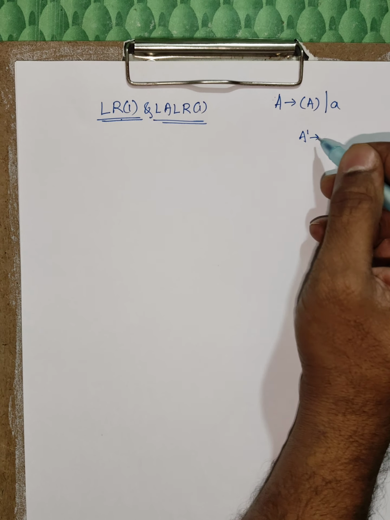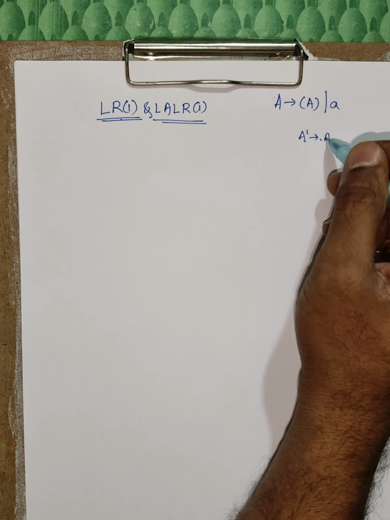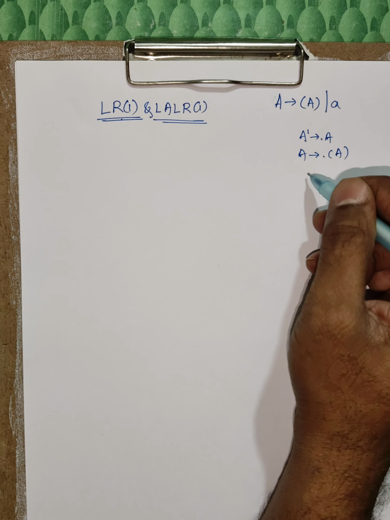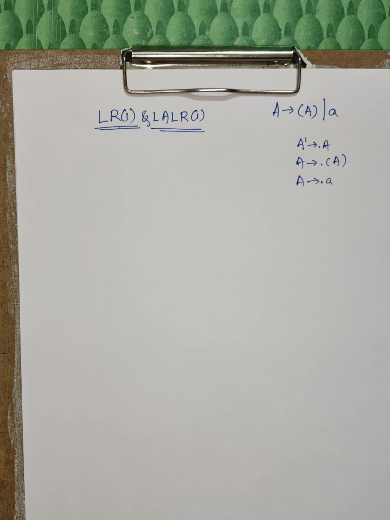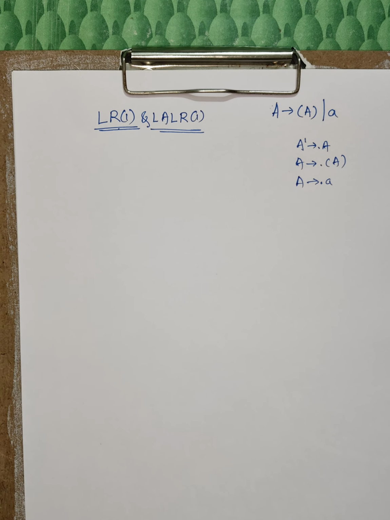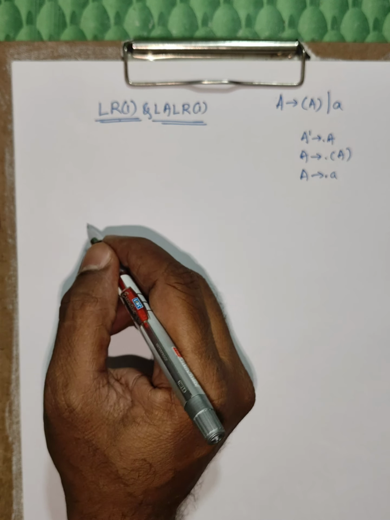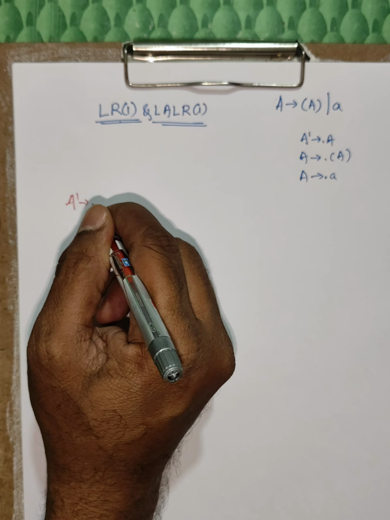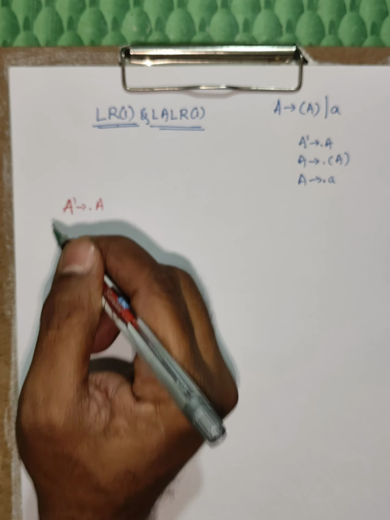A' in bottom of A, start with new variable A': A' produces dot A, and A produces dot opening bracket A closing bracket, and A produces dot a. Within this you have to carry the lookahead, which must be the follow of that variable. Initially, suppose this is the initial state. In the initial state, A' produces dot A.